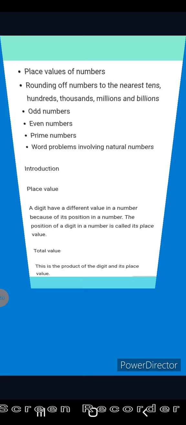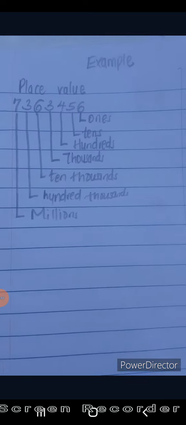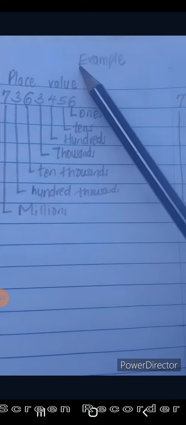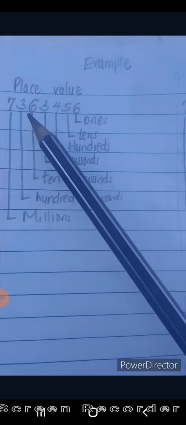So let's check the introduction part of it. We have the place value. What is place value? Place value is a digit that has a different value in a number because of its position in a number. The position of a digit in a number is called its place value. Total value is the product of the digit and its place. So given the example below, the place value of the following number.